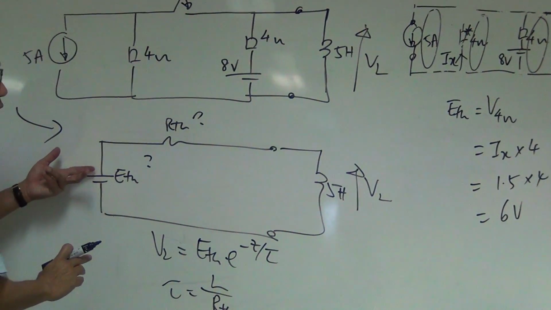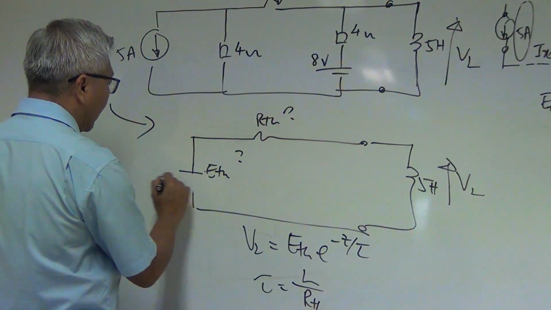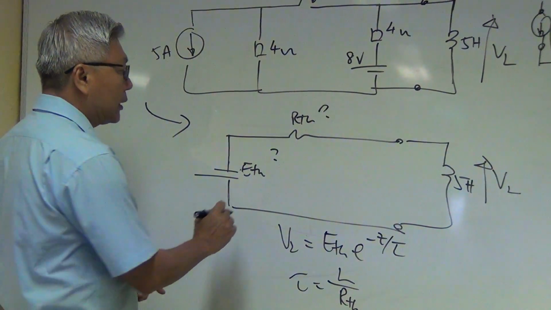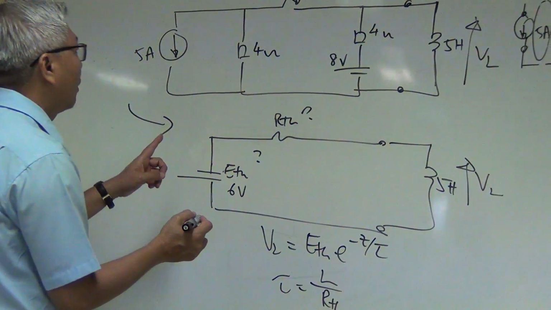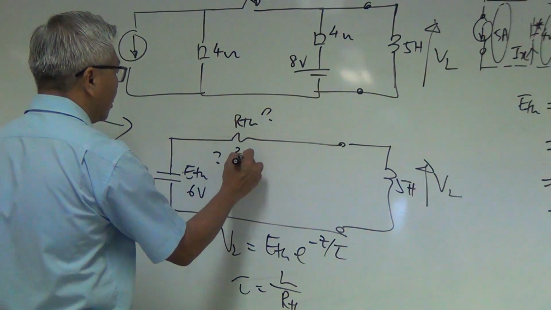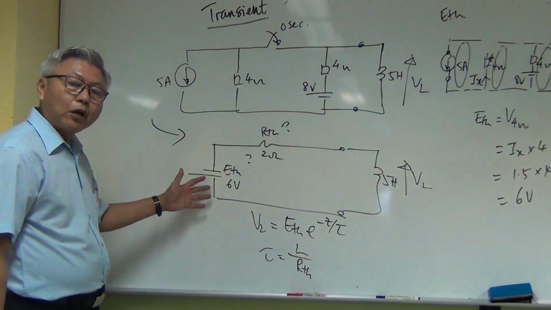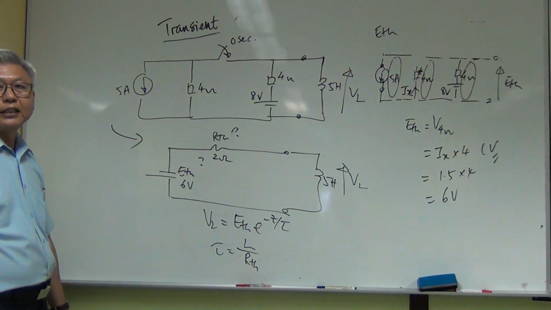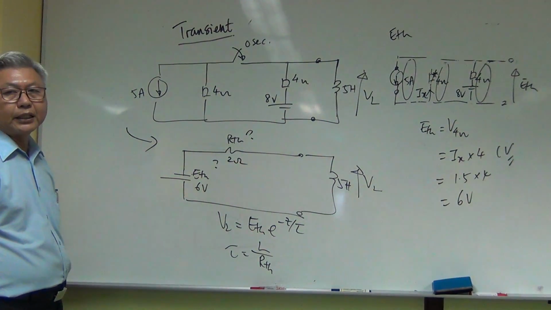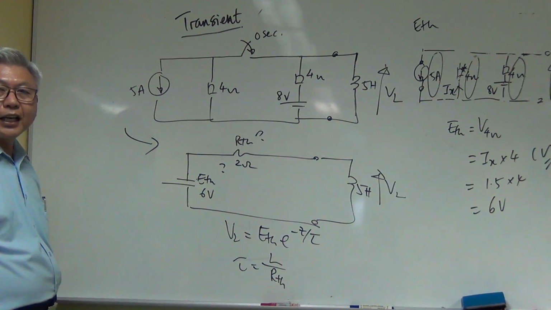I actually have to reverse my battery here. Okay, so here is my 6 volt. My RTH I already calculated just now was 4 and 4, so it's 2 ohms. Alright, and with that, I have got my Thevenin's equivalent circuit and I can come up with my answer easily. Sounds a little bit complicated, but think about it. You should be able to get it.